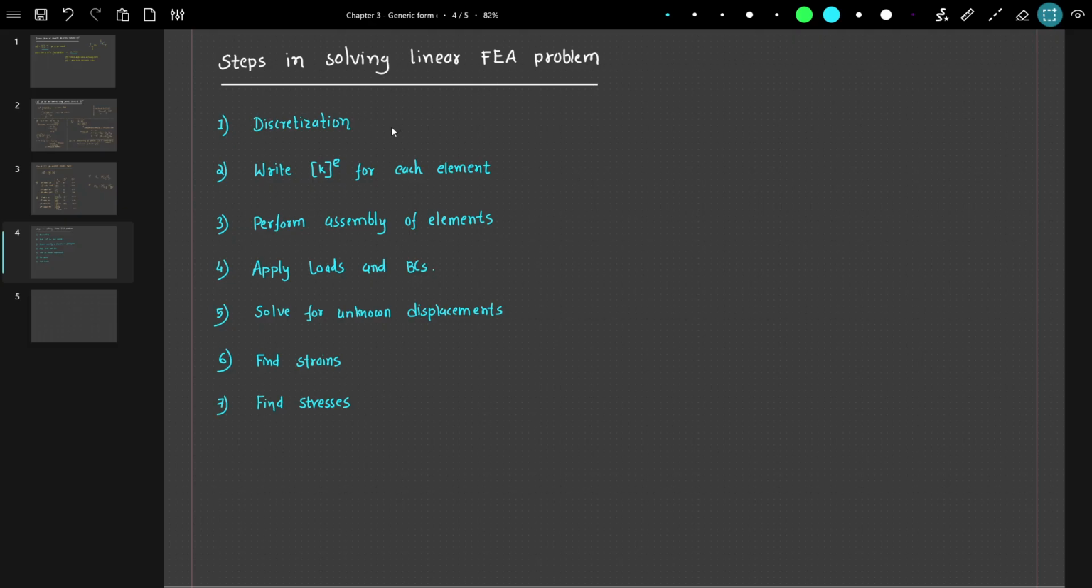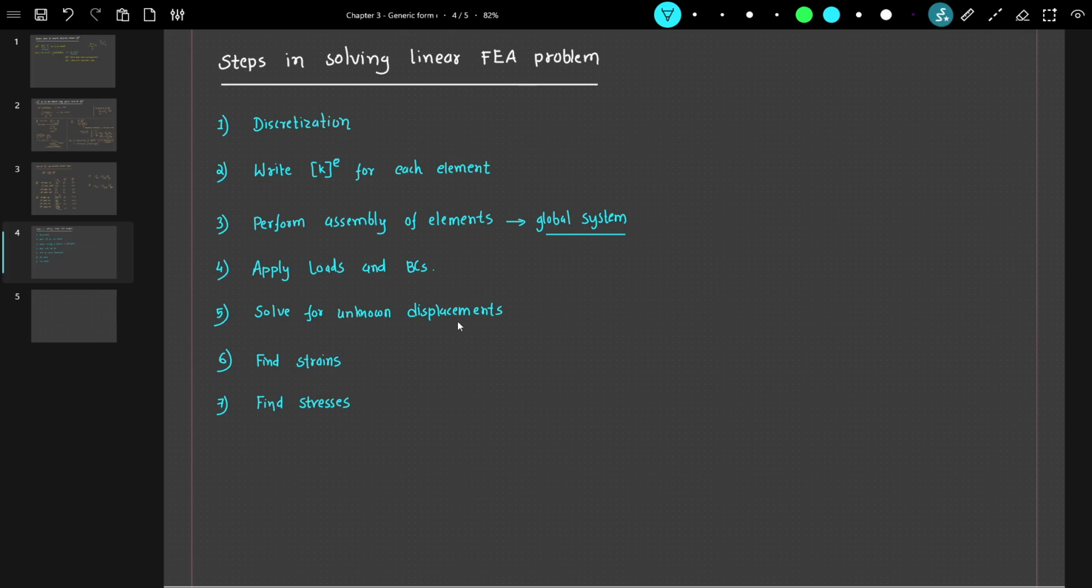we will discretize the structure into a number of elements. The next step is to write the element stiffness matrix for each element. Then we perform assembly of elements and we get a global system of equations. We apply loads and boundary conditions to this global system of equations, and the next step is to solve for unknown displacements.